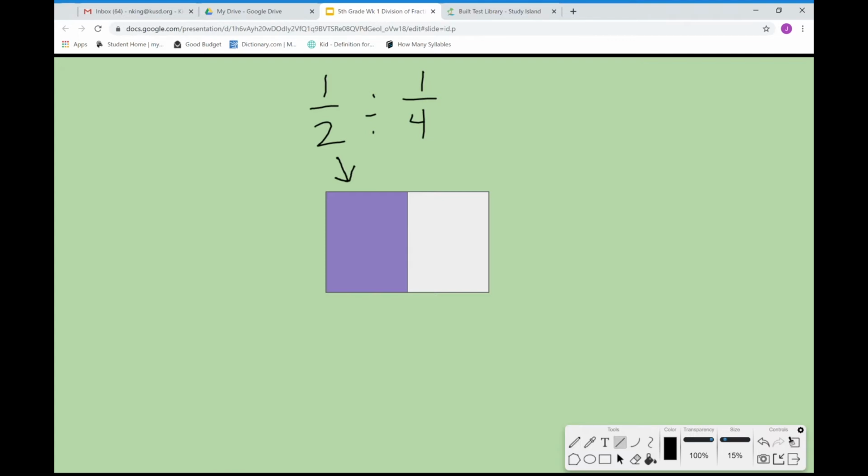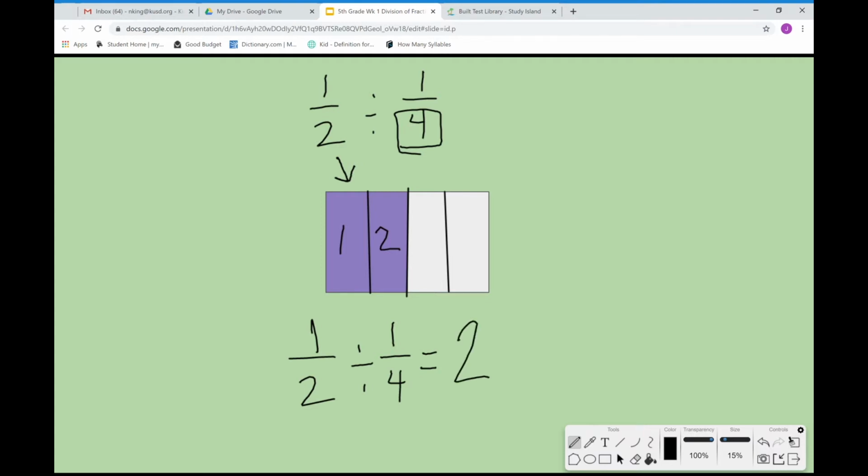Now I have to take the same rectangle and cut it into 4 equal parts. When I do this, you can see that 2 pieces are shaded in. This shows that there are 2/4 in 1/2. So 1/2 divided by 1/4 equals 2.